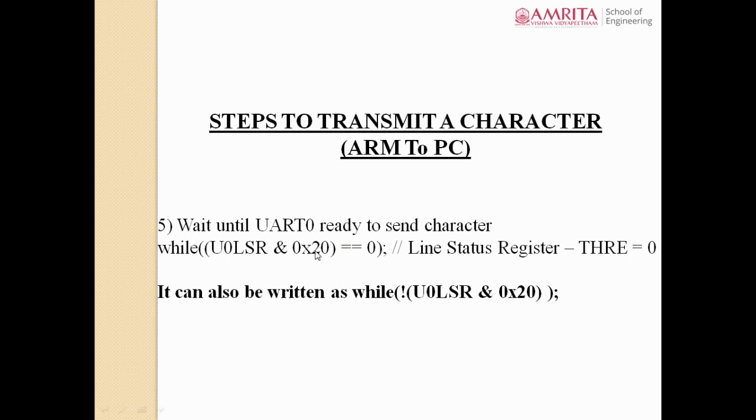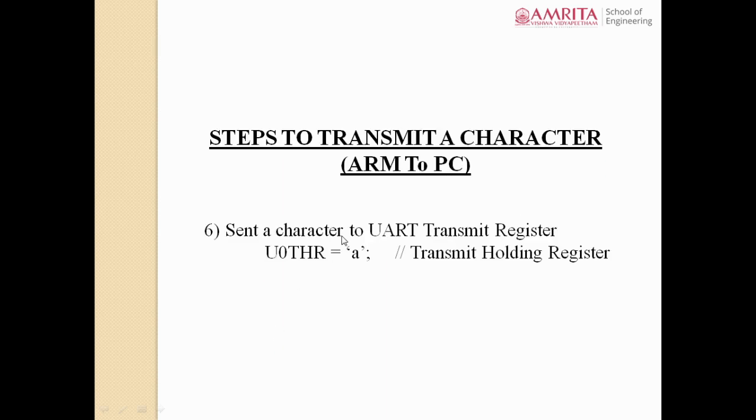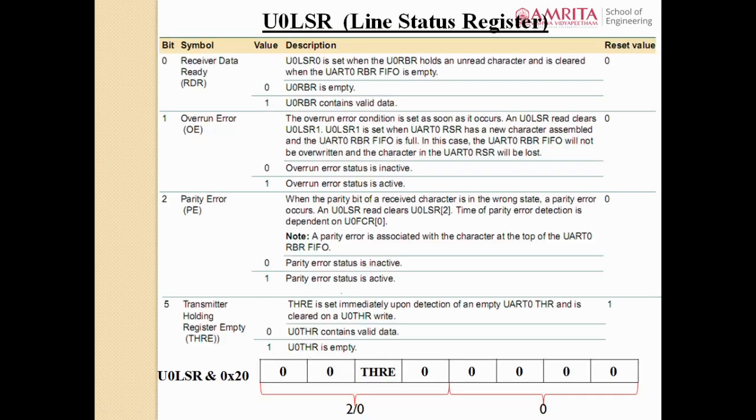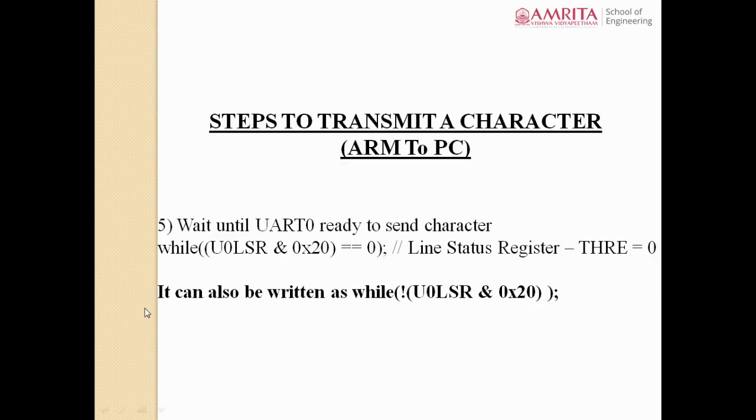When the UART is ready, what will happen? U0LSR AND 0x20 will not be equal to 0. So when it is not equal to 0, that means UART is ready. So the execution will go to the next statement. What will be the next statement? Give the character to U0THR, the new character. So you should wait until UART is ready. That is done in this statement, right? So U0LSR AND 0x20 equal to 0.